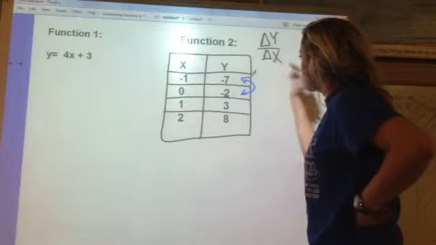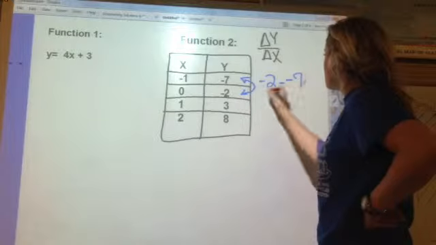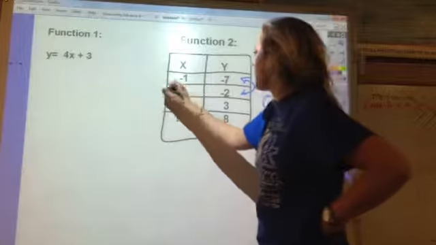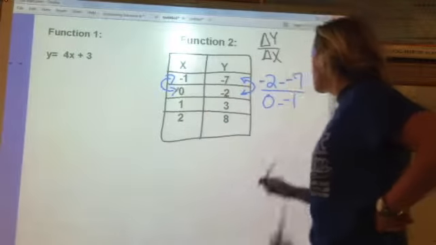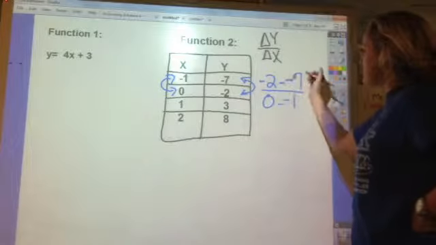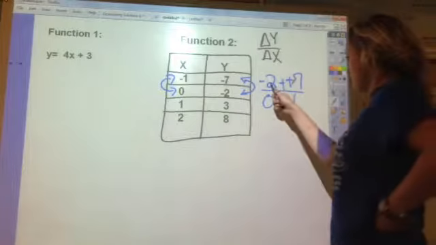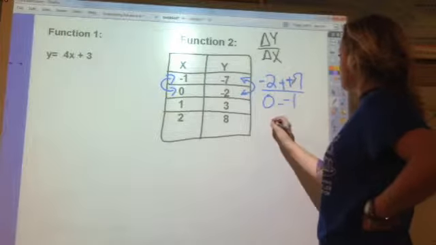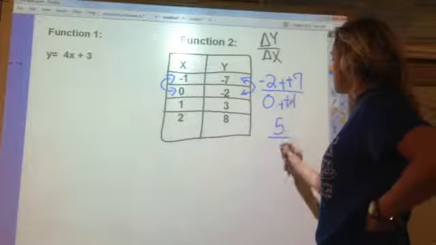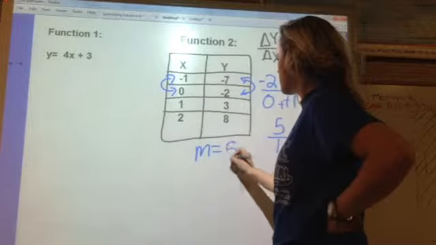If I find the change in y, I have -2 minus -7 over 0 minus -1. And again, I got those numbers from the x side. So all I need to do now is simplify this out. -2 minus -7, you should see double negatives, that means keep, change. That's going to give me -2 plus 7, which leaves me with 5, and then 0 minus -1, keep, change, leaves me with 1. So I have a slope here of 5.